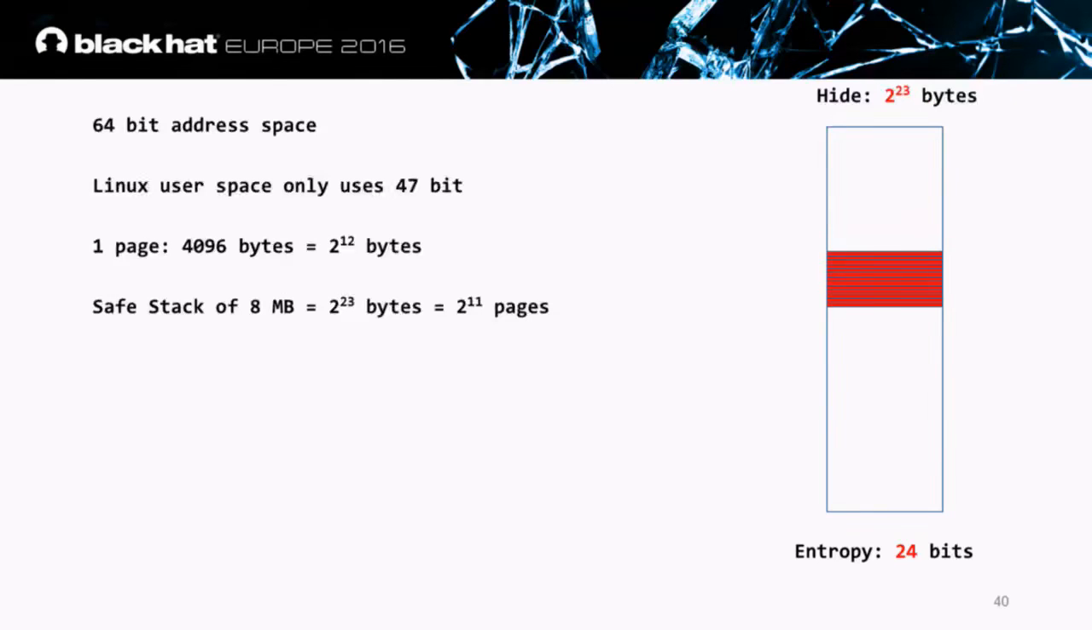Okay, so in Linux, the default stack size is 8 megabytes. This consumes 2 to the power 23 bytes of memory, which means the entropy for one SafeStack is 24 bits in 64-bit address space.